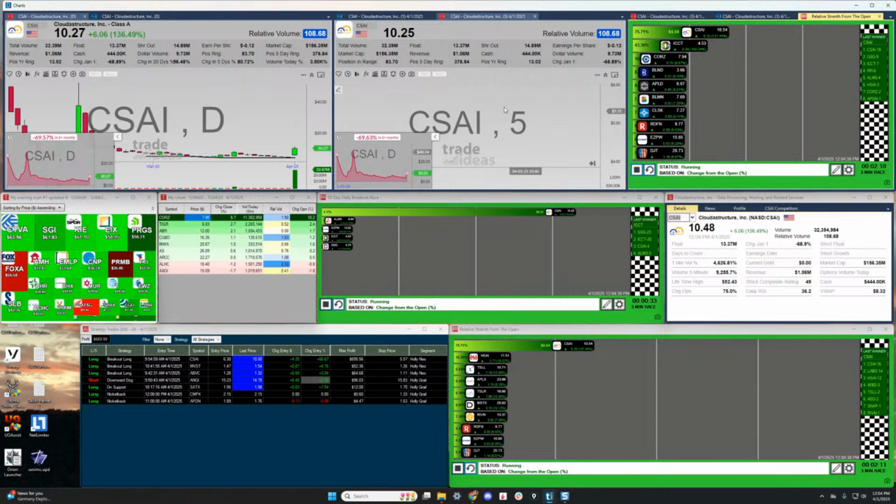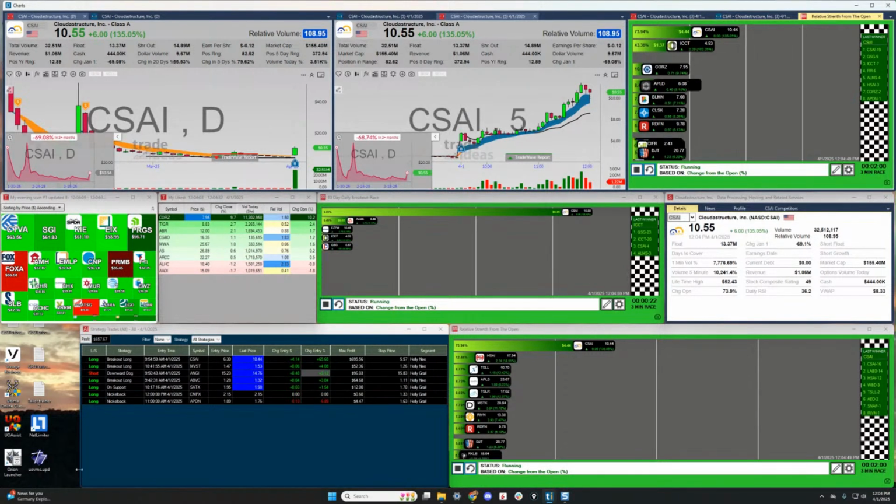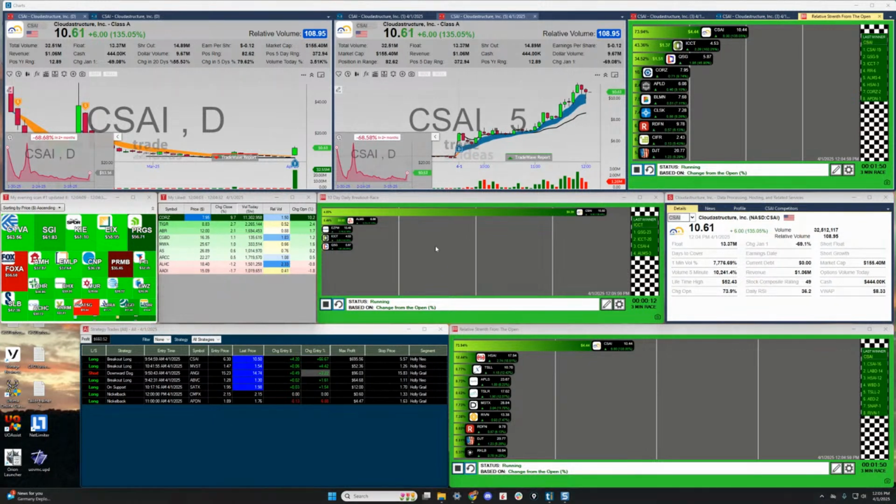CSAI, another one, pretty all over the place. Definitely some tradable moves in there, but these are the kind of stocks that lure people in, and having a trading plan with this stuff and really being able to execute that is the only way for success with this kind of stock.